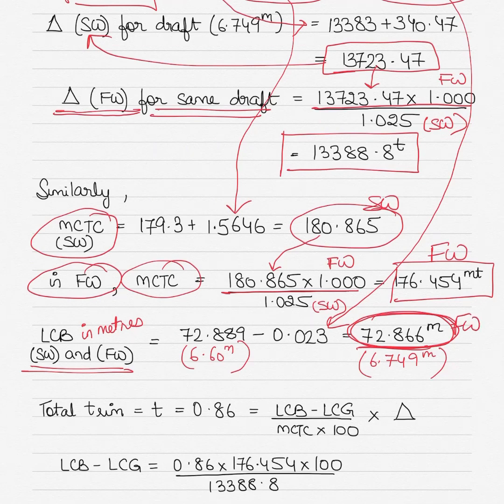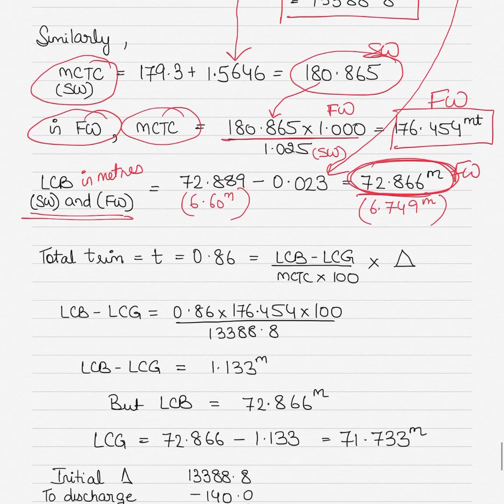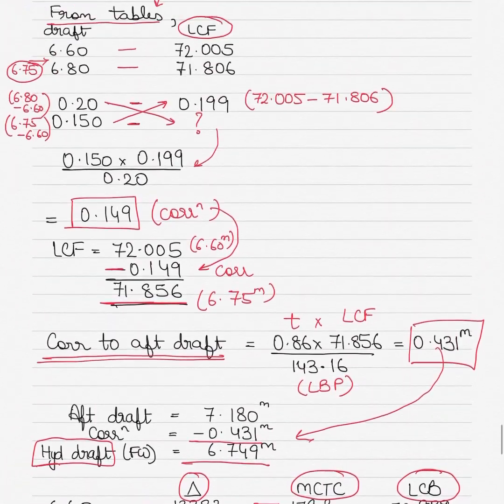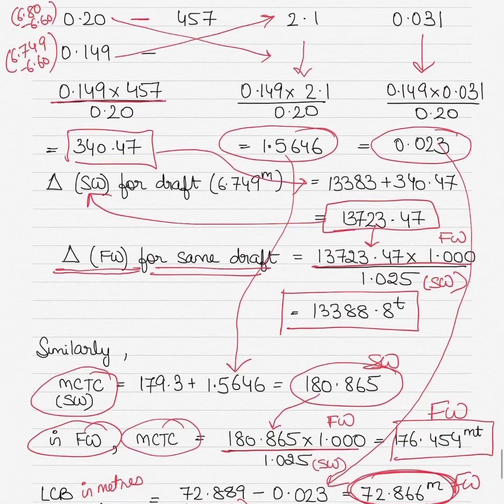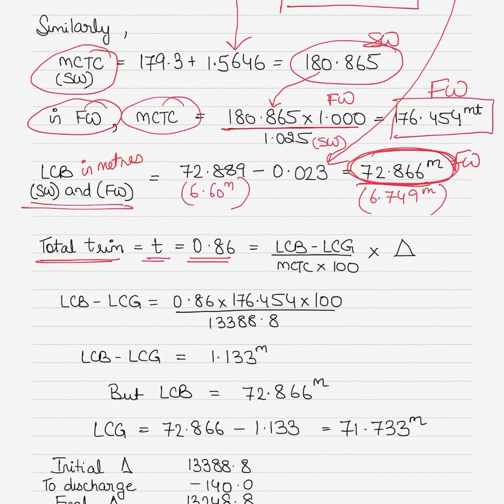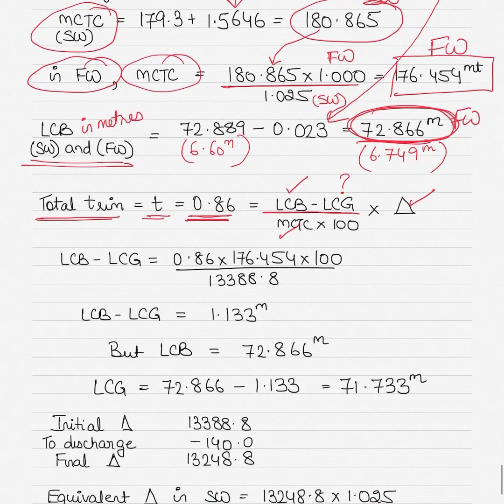Alright, so once you get the values, using the formula total trim, which is T, equal to 0.86 based on the initial drafts. Your initial drafts, you saw above, were 6.32 and 7.18, which gave you a trim of 0.86. So before discharging the cargo, your trim was 0.86, and you know all your values. You know your LCB, MCTC and displacement value. The only thing you don't know is your LCG. So using this formula, you can calculate your initial LCG before discharging took place.